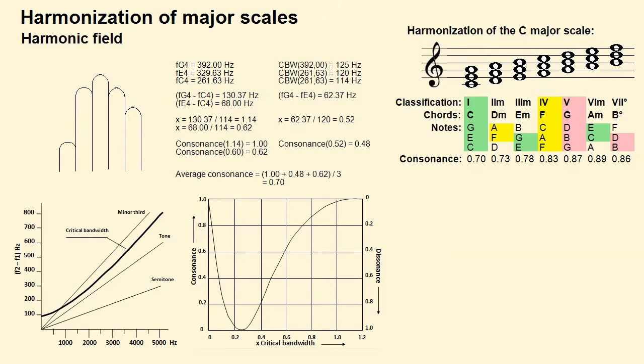Note that harmonizing the scale produces three types of triad chords: 3 major, 3 minor, and 1 diminished. A color scheme is used to group the chords. Green is used for the C major chord built on the first degree, the tonic. Yellow is used to identify the F major chord built on the fourth degree, the subdominant, and red to identify the G major chord built on the fifth degree, the dominant. These are the primary chords.